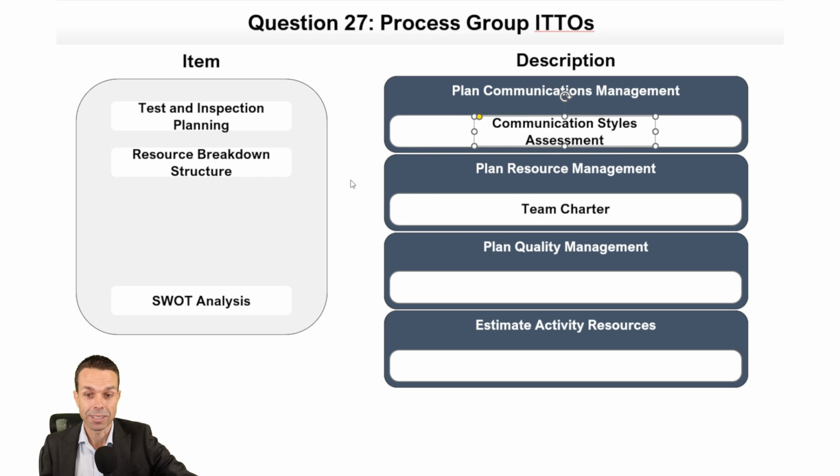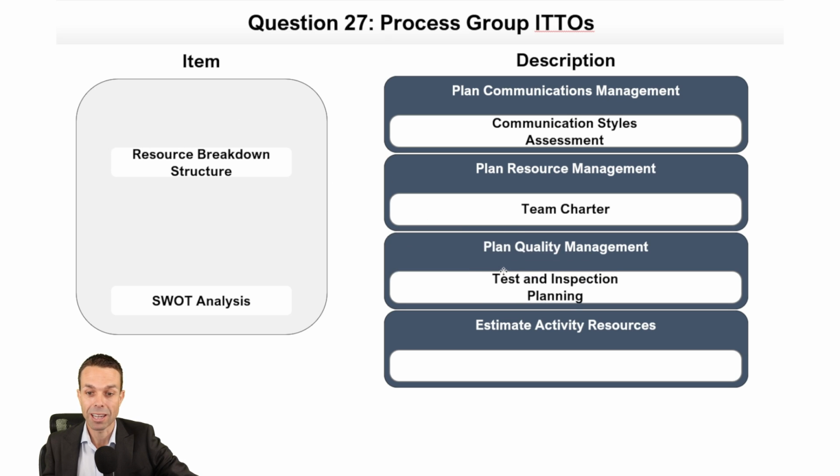Very, very important. Planning quality management. We're going to do quality assurance, test and inspection planning to make sure that it meets the customer requirements and then check all of those off. And now we've got 2 left. SWOT analysis. That's more for risk and figuring out what risks we might have, our strengths and weaknesses and our threats.